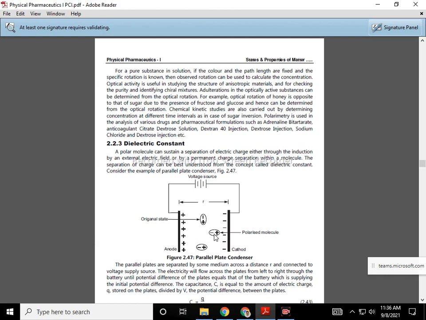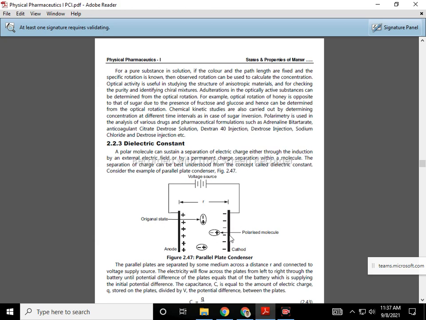Try to understand, the concept is very simple. Water is in between them. Water being polar in nature, everybody knows. Water will be there in between these two plates. Now we will switch on the voltage source, switch on the button. Now you will find that current will flow from the positive terminal of the battery toward the negative terminal of the battery.